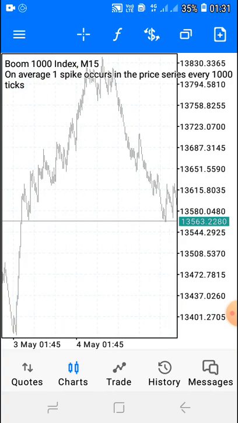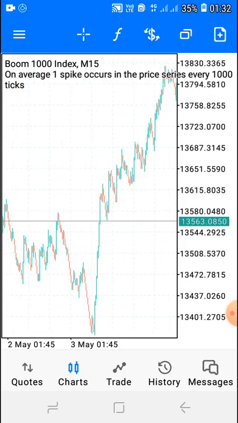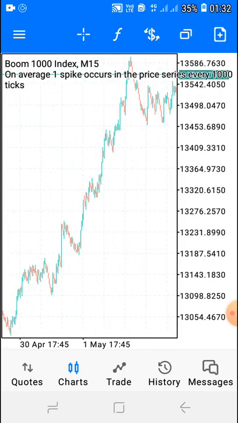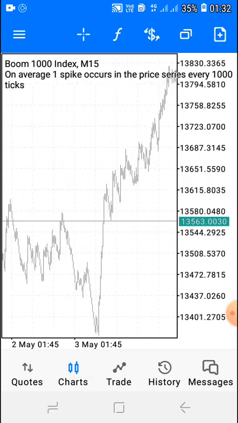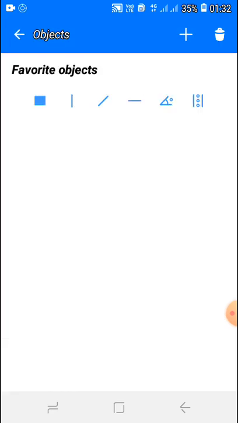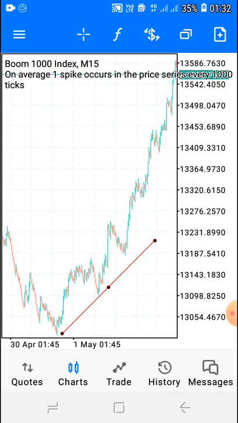Okay guys, as you know, when the market is moving in an uptrend on Boom 1000, we are looking for spiking opportunities. But when it moves in a downtrend, we are looking for scalping opportunities. As you can see, the market has been moving in an uptrend. So what we're going to do now is draw a trend line from the bottom until the top, and once we see a breakout, we enter.